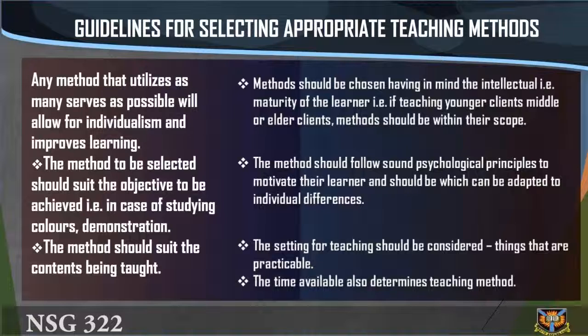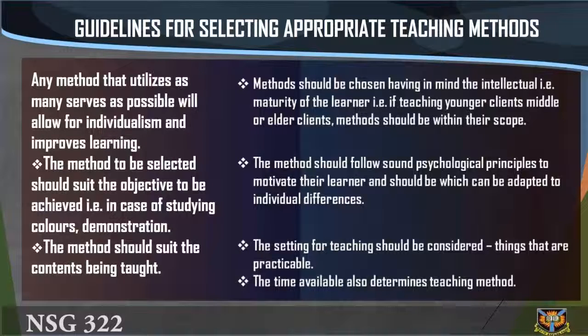Guidelines for selecting an appropriate teaching method. Any method that utilizes as many senses as possible will allow for individualism and improved learning. The method selected should suit the objectives to be achieved, that is, in the case of studying colors, demonstration. The method should suit the content being taught. The method should be chosen having in mind the intellectual maturity of the learner, that is, if teaching younger, middle or elderly clients, methods should be within their scope. The method should follow sound psychological principles to motivate the learner and be adaptable to individual differences. The setting for teaching should be considered, choosing things that are practicable.